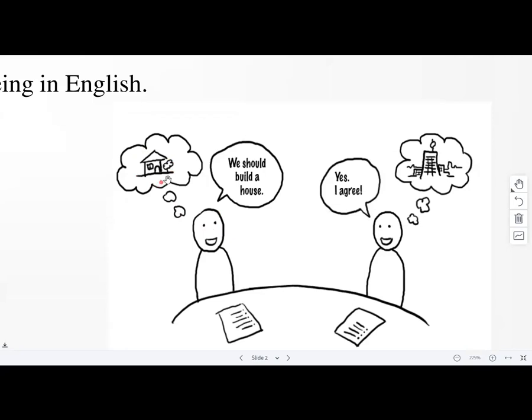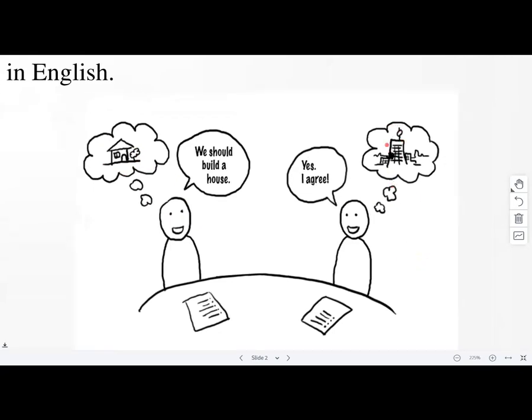Now look at this person. He has a house which has a tree and everything, and this person is thinking about a longer version of a house having a chimney or something. Both of them are talking about the same thing, but in their minds or in their thought processes, the house they are actually imagining is different.